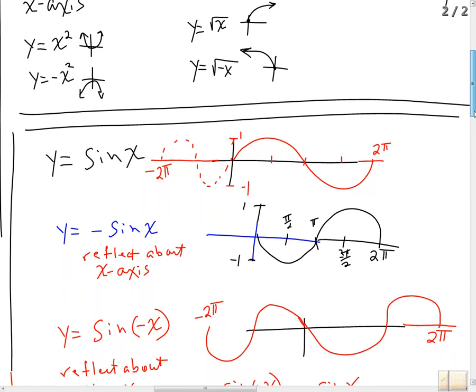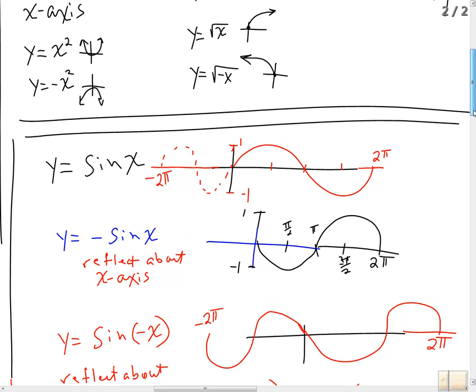Here we have y equals sine negative x. So basically that's going to cause the graph to reflect about the x-axis. So we're going to start off here at 0. Instead of going up to the right, we're going to go up and to the left. So it's going to make it do that, and then come back down, and then to negative 2 pi.